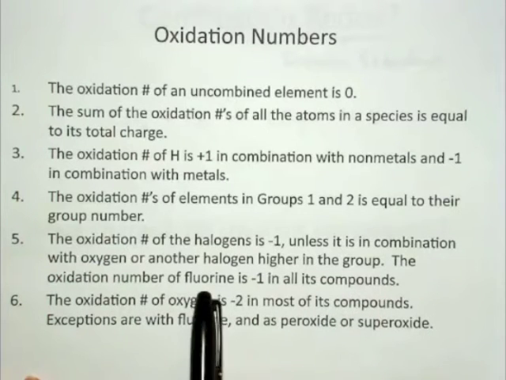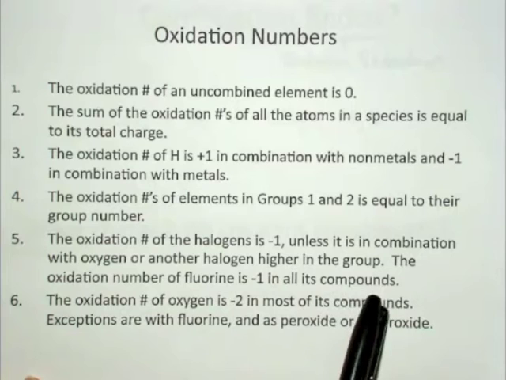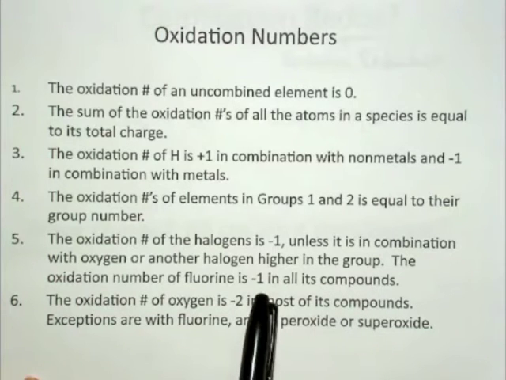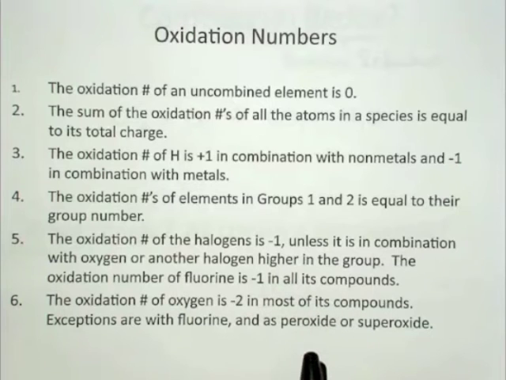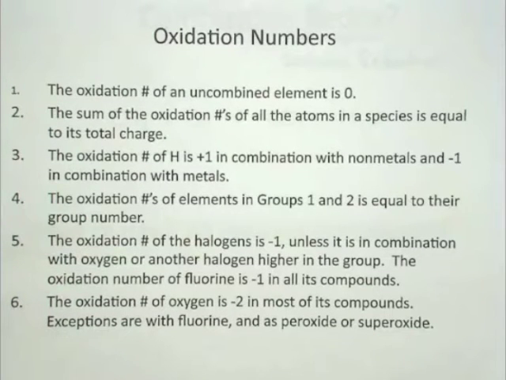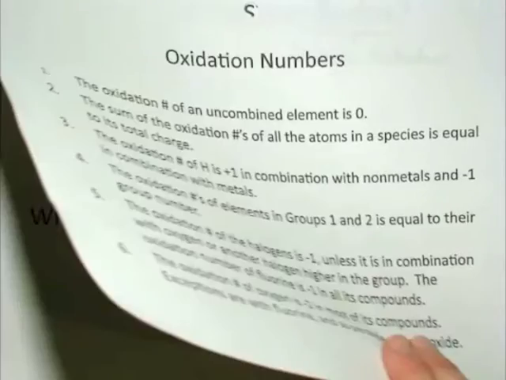And then the oxidation number of fluorine is -1 in all of its compounds. So fluorine is going to be -1, but sometimes chlorine and bromine might have oxidation numbers other than -1. We'll see some examples. The oxidation number of oxygen is -2 in most of its compounds. There are exceptions when it's combined with fluorine, in which case it's going to have a positive value, and as a peroxide or superoxide, but we're not going to do any examples like that in this class, so don't worry about it. Okay, so let's practice this.